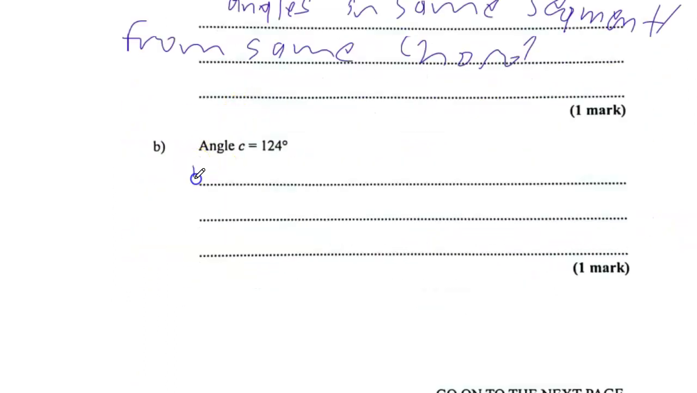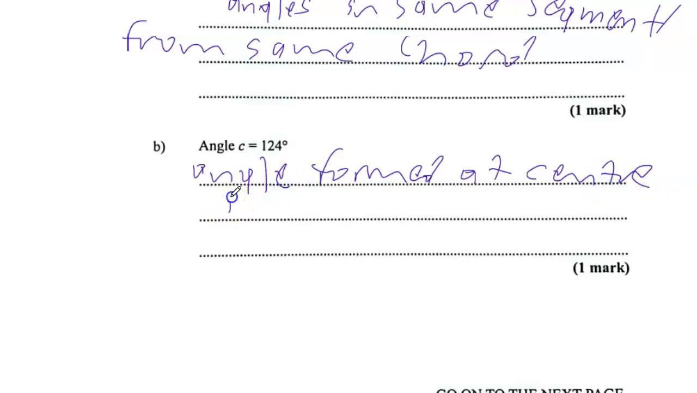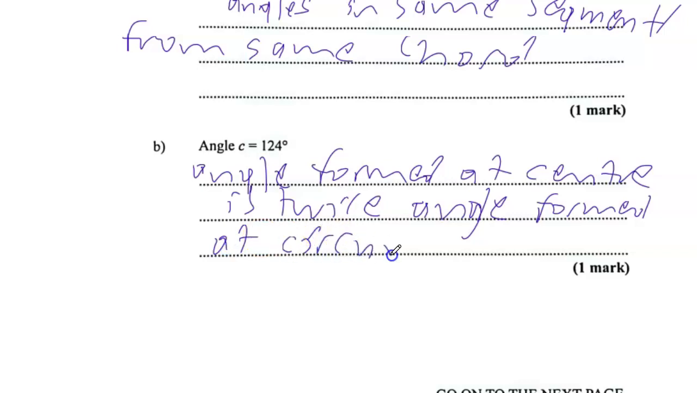So the angle formed at the center is twice the angle formed at the circumference.